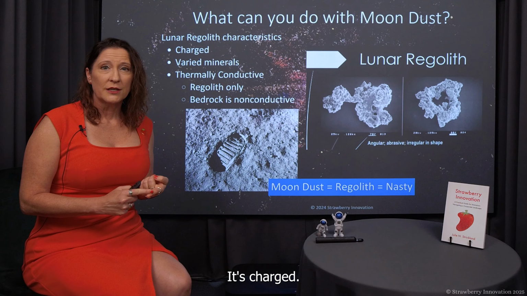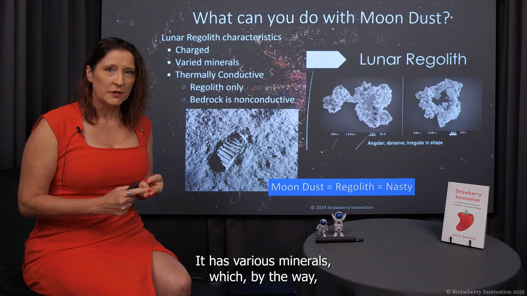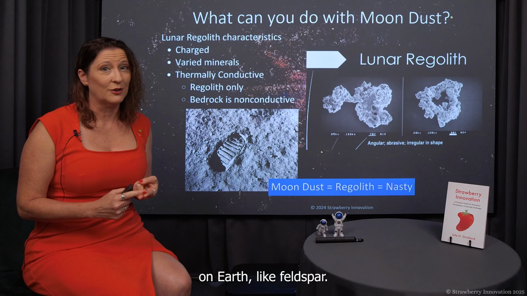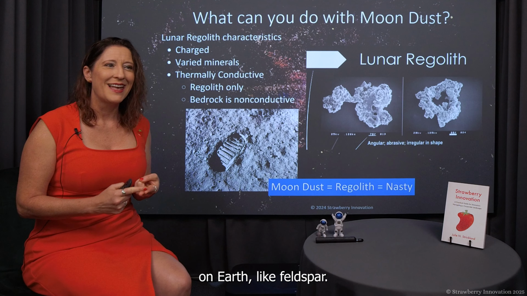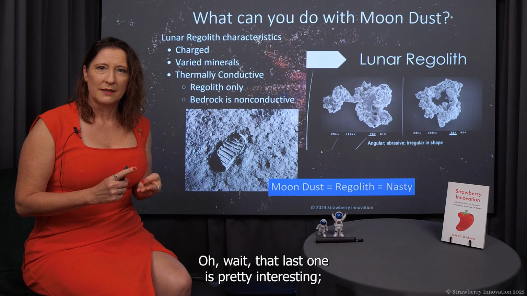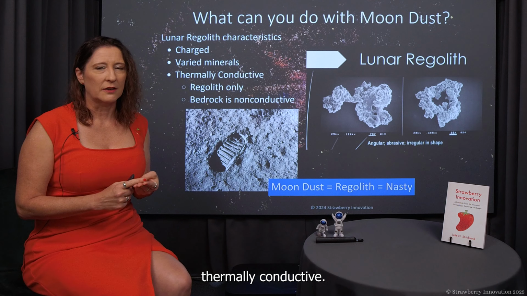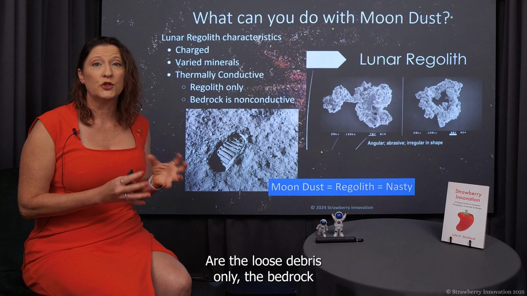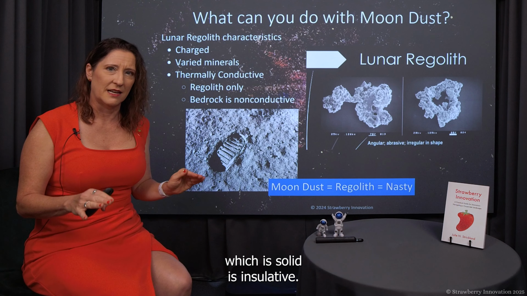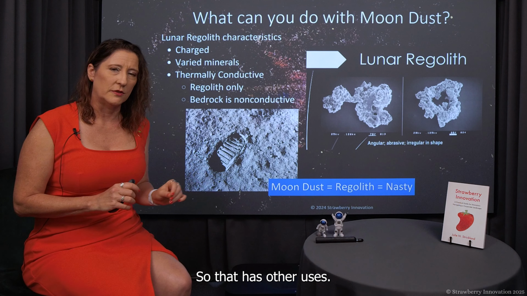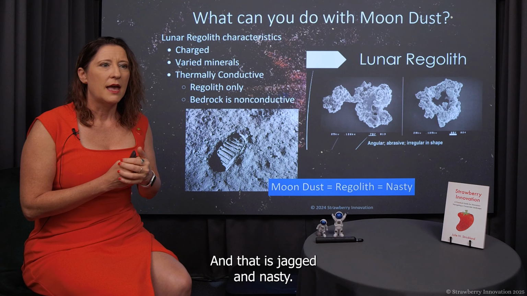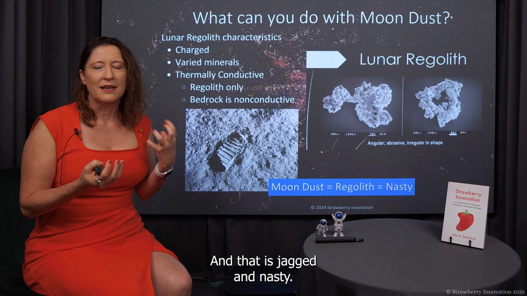It's charged. It has various minerals, some of which are also found here on Earth, like feldspar. It's thermally conductive. Oh, wait, that last one's pretty interesting. Thermally conductive. Now that's the regolith or the loose debris only. The bedrock, which is solid, is insulative. So that has other uses. But we're concentrating on the regolith, the loose debris, and that is jagged and nasty.